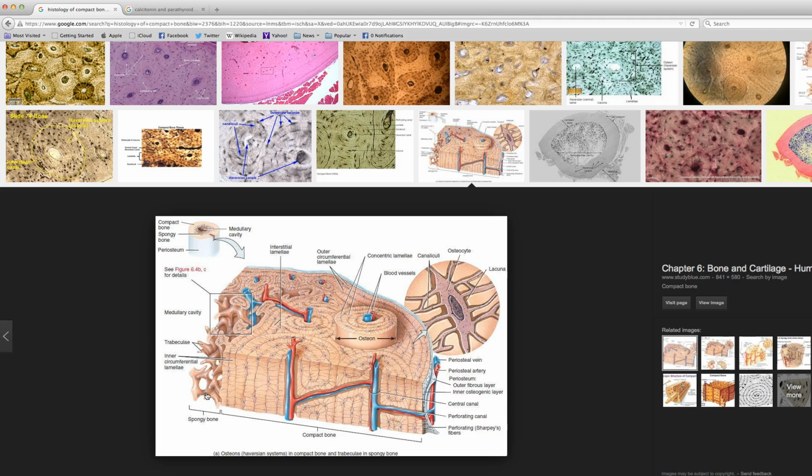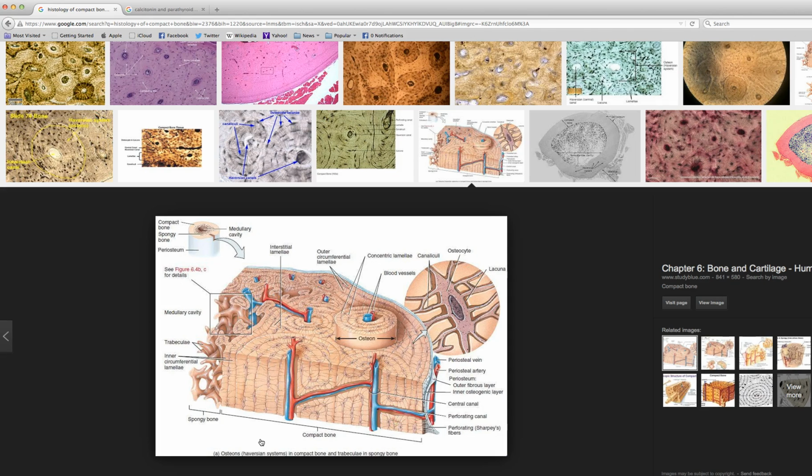Spongy bone is going to be different than compact bone in two main areas. First of all, spongy bone tissue is going to be light, which is good, because if our bones were all compact bone, they would be extremely, extremely heavy. The trabeculae of spongy bone support and protect the marrow, so spongy bone has marrow where compact bone does not. It is the site where hemopoiesis occurs in adults.